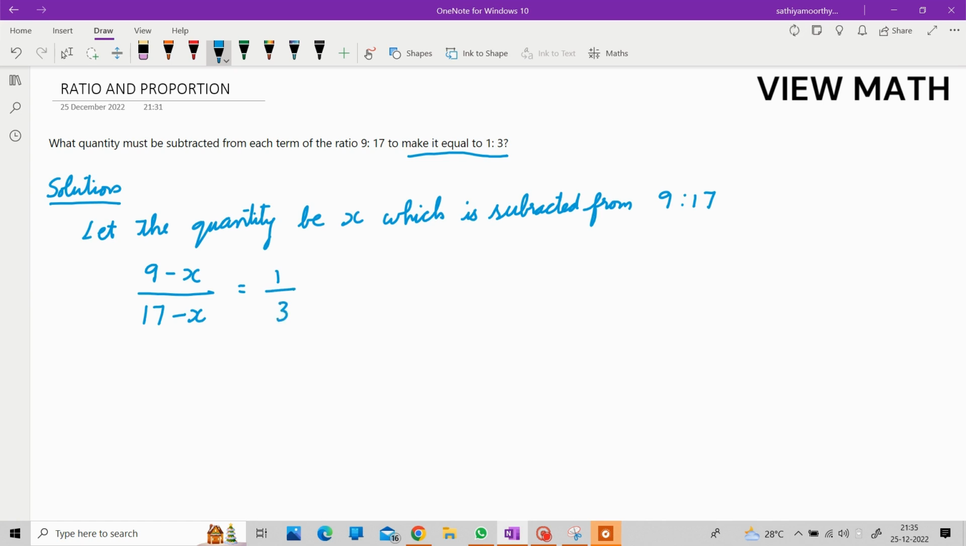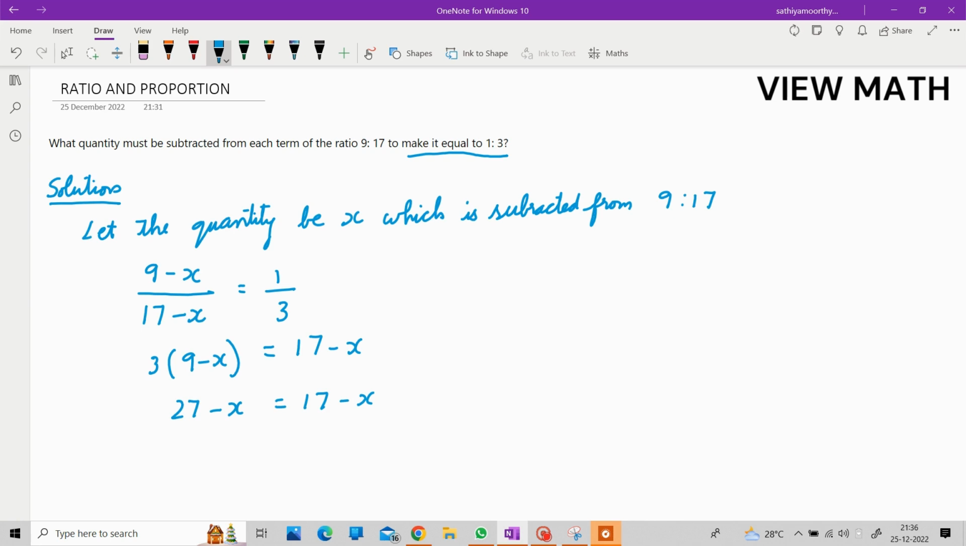First let me cross multiply to find the value of x. So 3 into 9 minus x is equal to 1 into 17 minus x. 3 into 9 is 27 minus 3x equal to 17 minus x. So let me take the x term to one side and the numbers to the other side.